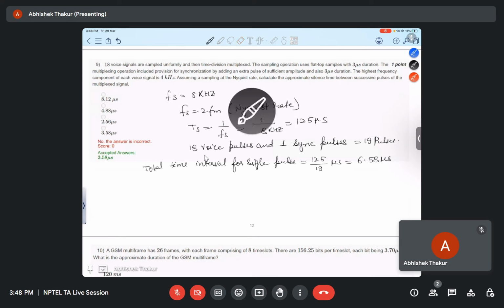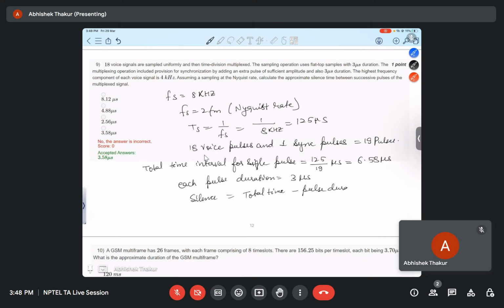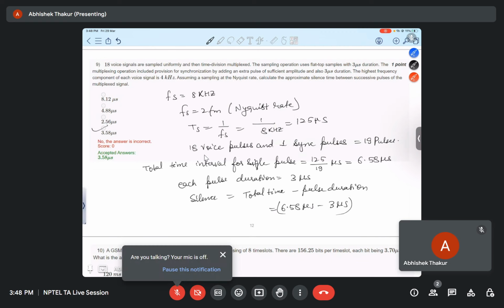So it is given that each pulse duration is 3 microseconds. So silence time will be total time minus pulse duration. So this is equal to 6.58 microseconds minus 3 microseconds. So that is equal to 3.58 microseconds. So option D is the correct answer for this question.